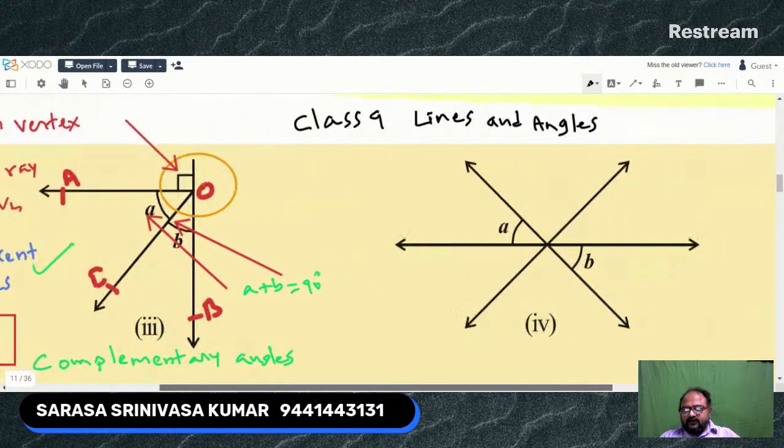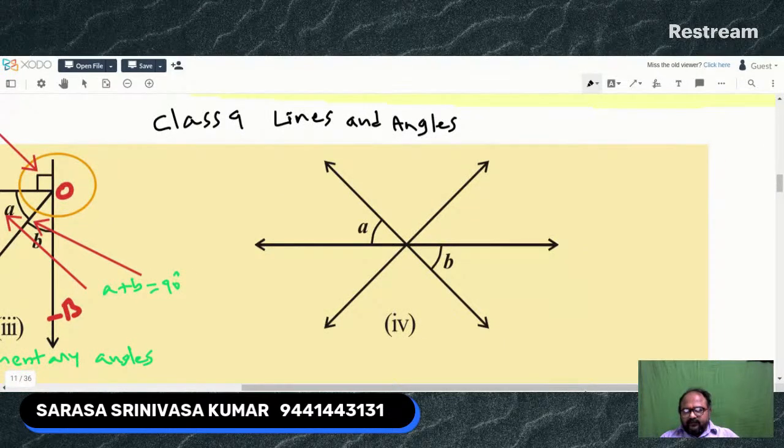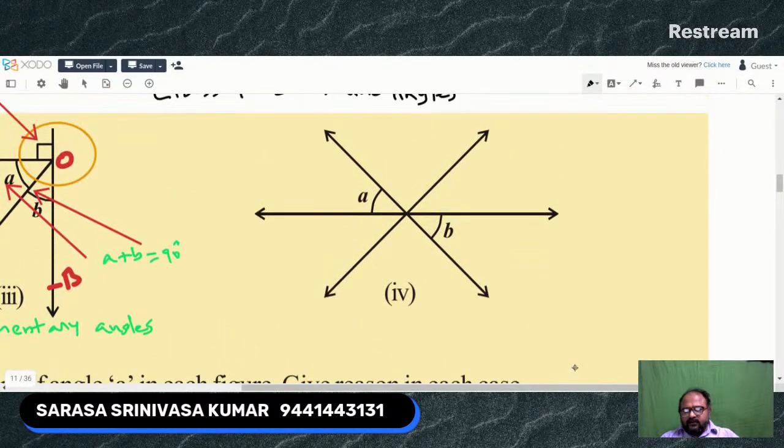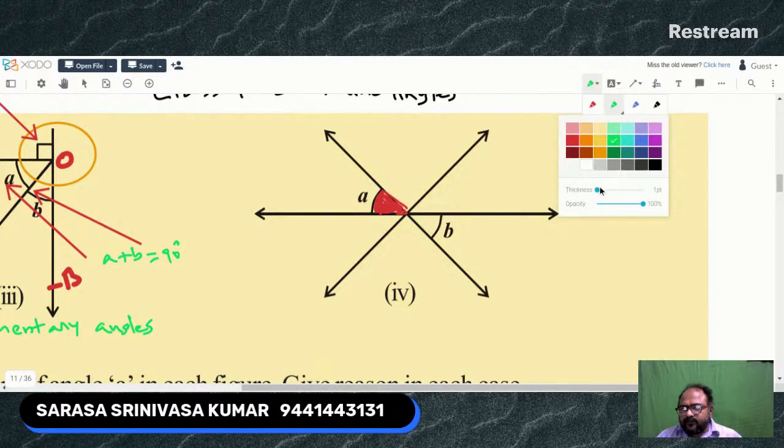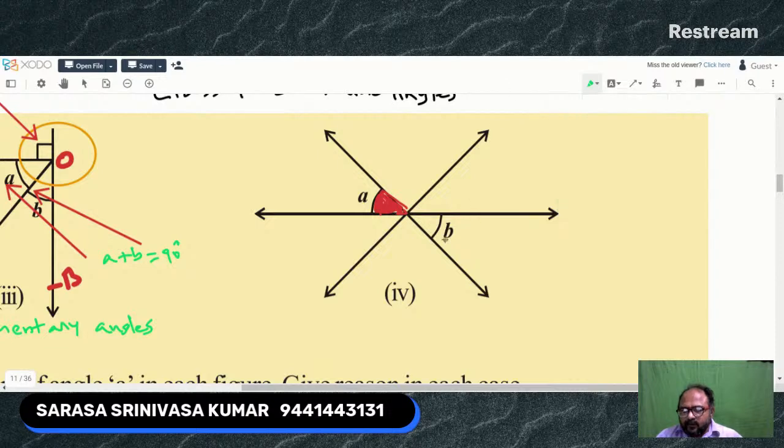Now let us observe this diagram. Here angle A and angle B are given. We can note down, this is in a red color. This is angle A. And we are given angle B also. Here angle B.